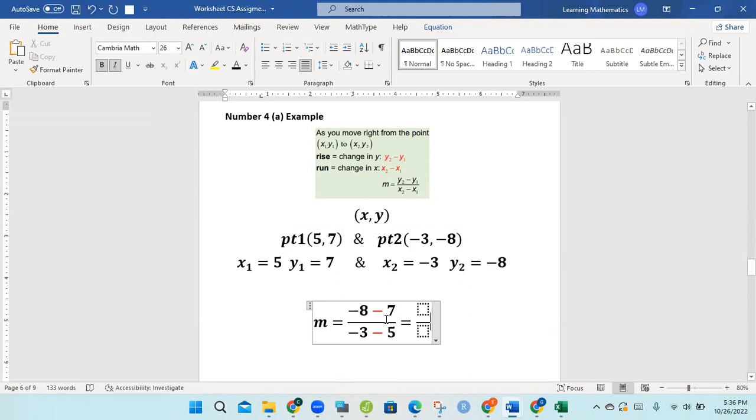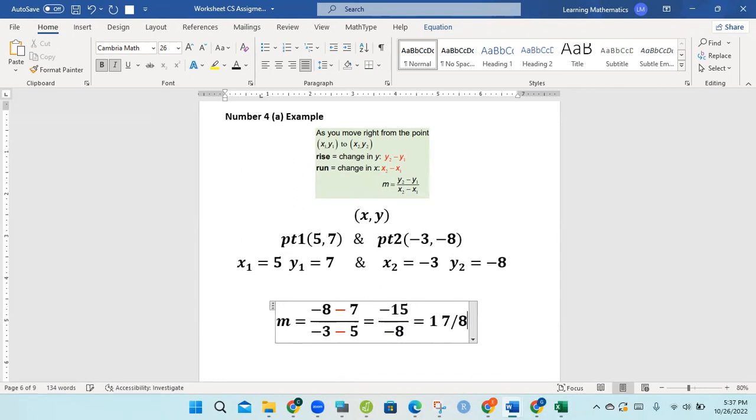So -8 minus 7, because you're going 8 units to the left and you're going 7 units to the left. So you're going to be 15 units to the left. Here we have 3 units to the left and 5 units to the left. That is 8 units to the left. So we have -15 divided by -8. A negative divided by a negative is a positive. That should be 1 and 7 over 8. We'll leave it as a fraction.